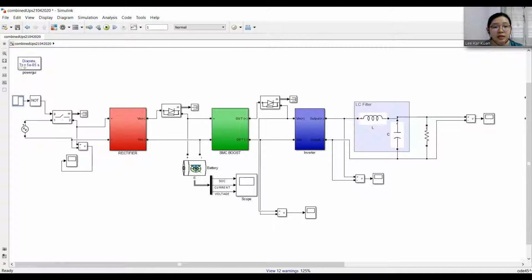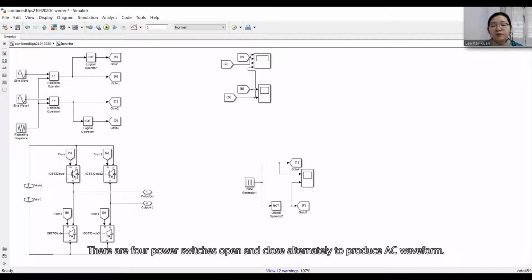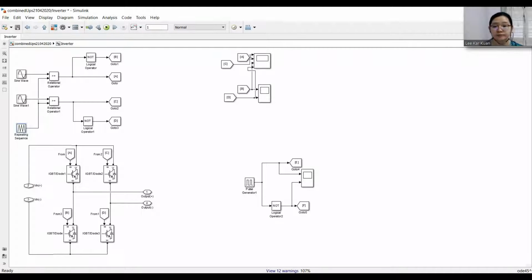And the last one is the inverter. For the inverter design, the full bridge inverter is utilized. There are four power switches that open and close alternately to produce an AC waveform. The HPWM technique is used to generate the gate signal of the MOSFETs in the inverter.